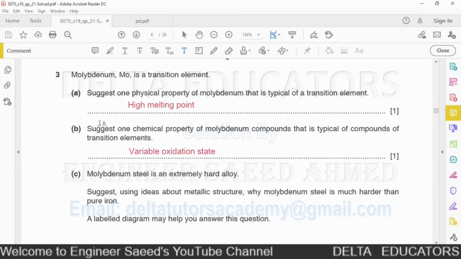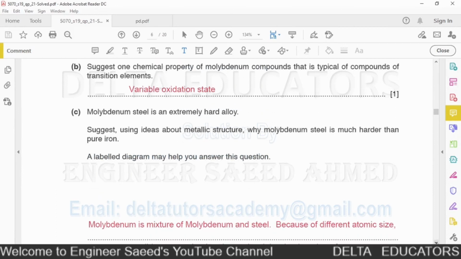Part B suggests one chemical property of molybdenum compounds that is typical to compounds of transition elements. Transition elements have variable oxidation state. As an example, in iron, the oxidation state is +2 and also +3. So here we can write variable oxidation state.